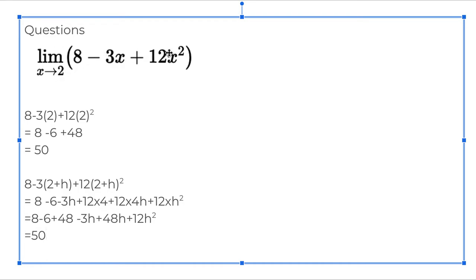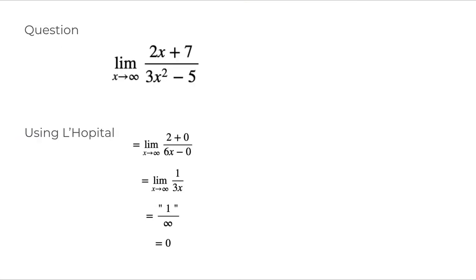So that's how you find the limit for x tends to 2. Just put in the values of 2 and you'll get the answer if it's not in the indeterminate form. Now a good question is, what is the limit x tends to infinity of (2x plus 7) upon (3x square minus 5)? You put in the value of infinity, you'll have the form of infinity by infinity, that is an indeterminate form. What do you do next?